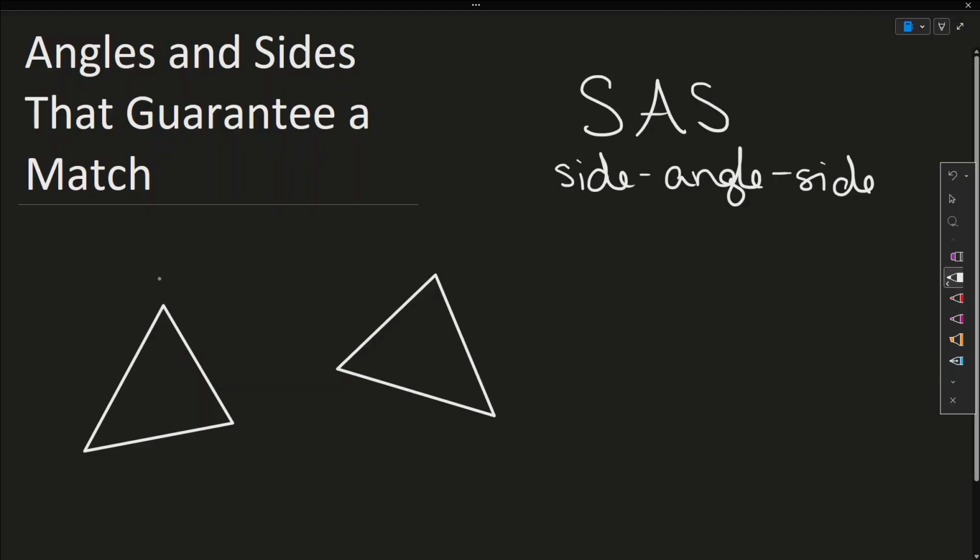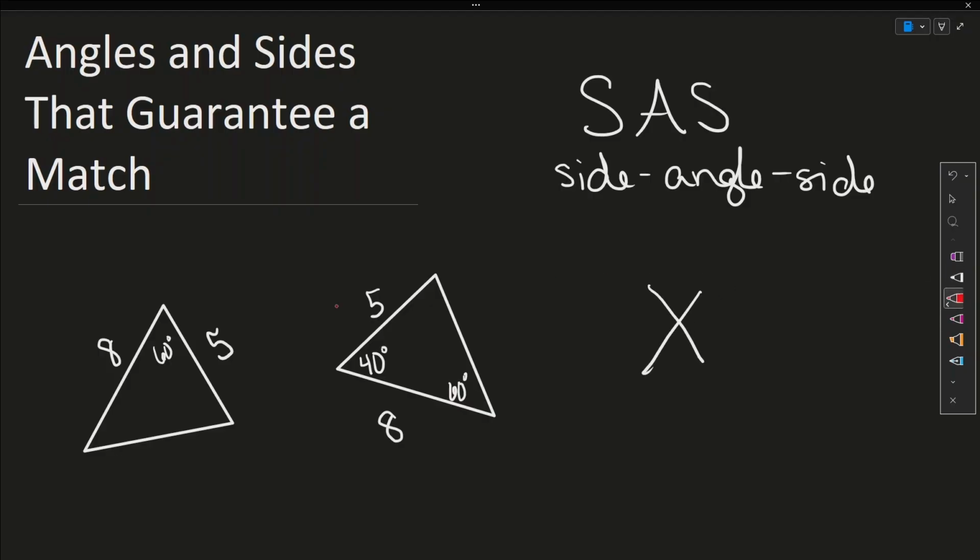Let's look at another one. Let's once again suppose this one has sides of 5 and 8, but the angle between them is 60 degrees. Over here, we have 5 and 8, but the angle between them is 40, and this angle here is 60. These are not congruent by SAS. In particular, we need the angle between the two known sides to match, and those do not happen here.